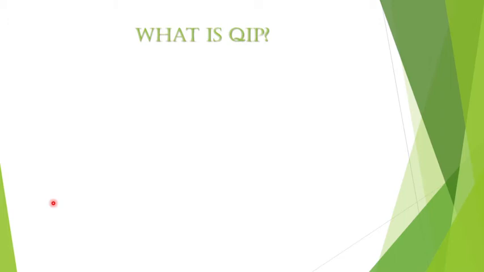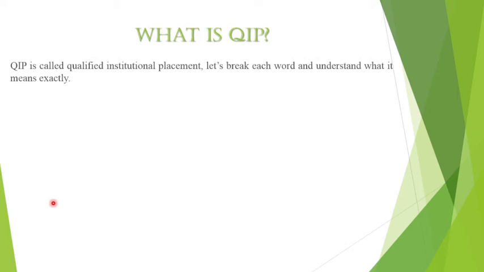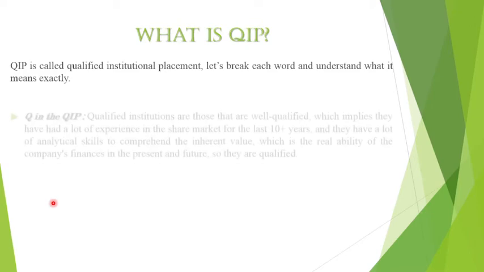So in the next part we are having QIP. Now we'll see what QIP is. QIP stands for Qualified Institutional Placement. Now we will understand it by breaking down each word and understanding it exactly. So let's start with it.